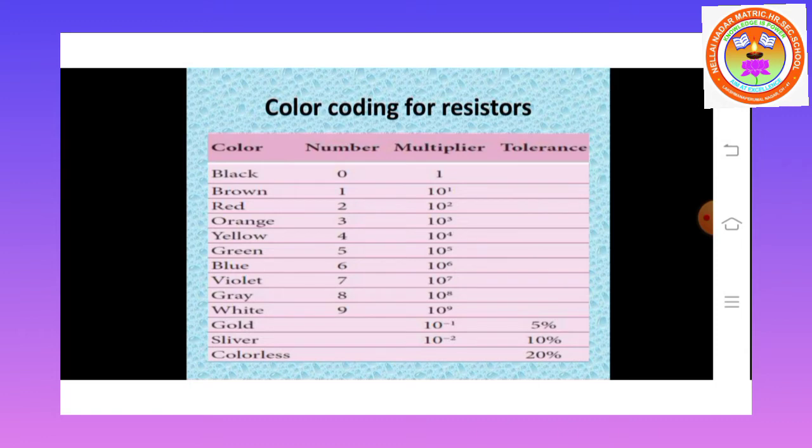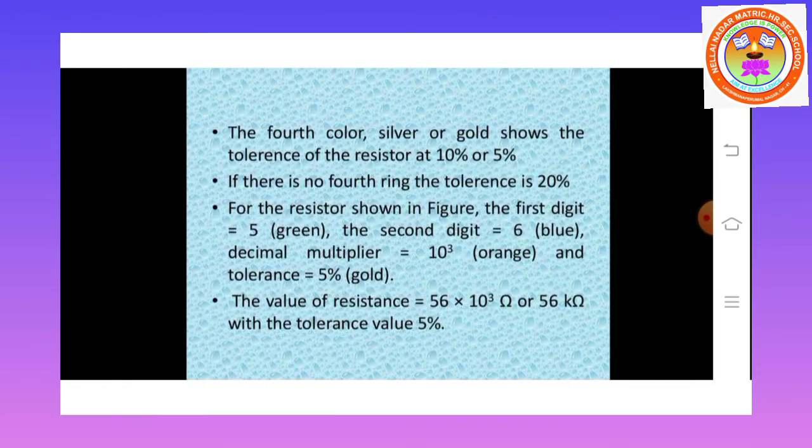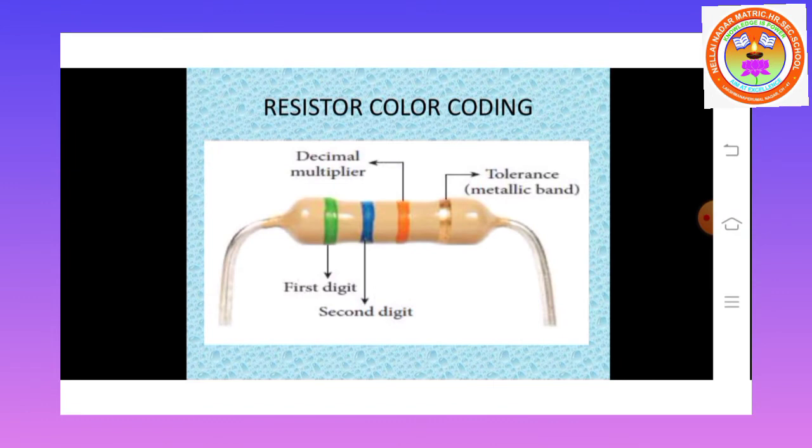Suppose there is no color indicated on the resistor, the tolerance of the resistor is 20%. Students, based on this tabular column, now I am going to teach how to determine the value of the resistance of the resistor. Okay, one resistor is given in your book. The picture of the resistor is given in your book.